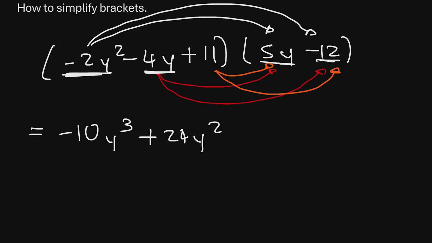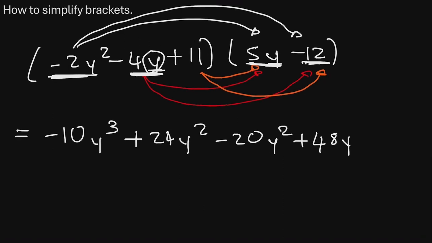So the 4y, negative 4y, is going to multiply with the 5y. So negative 4 by 5 is going to give us negative 20. And then now we have y multiplied by y, which is going to be y squared. So now the negative 4 again will also move and multiply with the negative 12. So now if we say negative 4 multiplied by negative 12, that is going to give us positive 48. But remember, we still have y here, so it's going to be positive 48y.